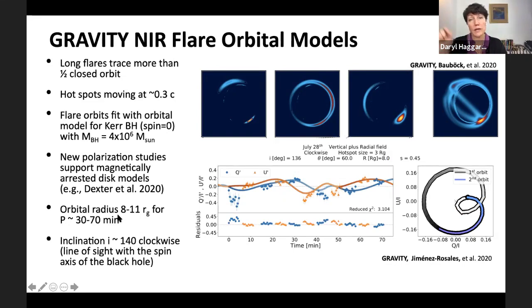So these seem to be moving at an orbital radius of something like 9-ish gravitational radii, and also consistent with an inclination between the black hole spin and our line of sight of something like 140 degrees, which might sound a little bit funny, but that just means it's a clockwise spin compared to the line of sight that we have from our position in the galaxy. So if you're excited about learning a little bit more about these GRAVITY results, there's really, really beautiful stuff coming out. And I think many of these papers that I'm highlighting on this slide are just out in the last month or two.